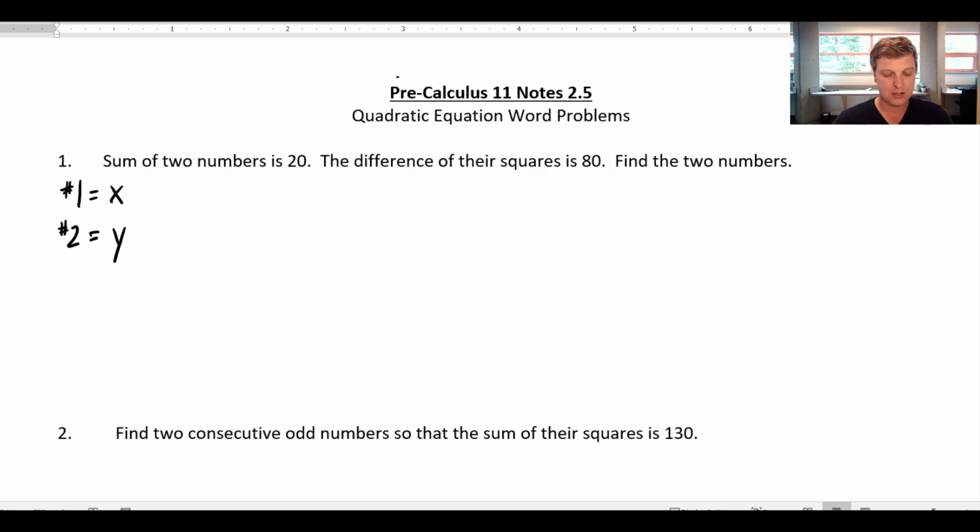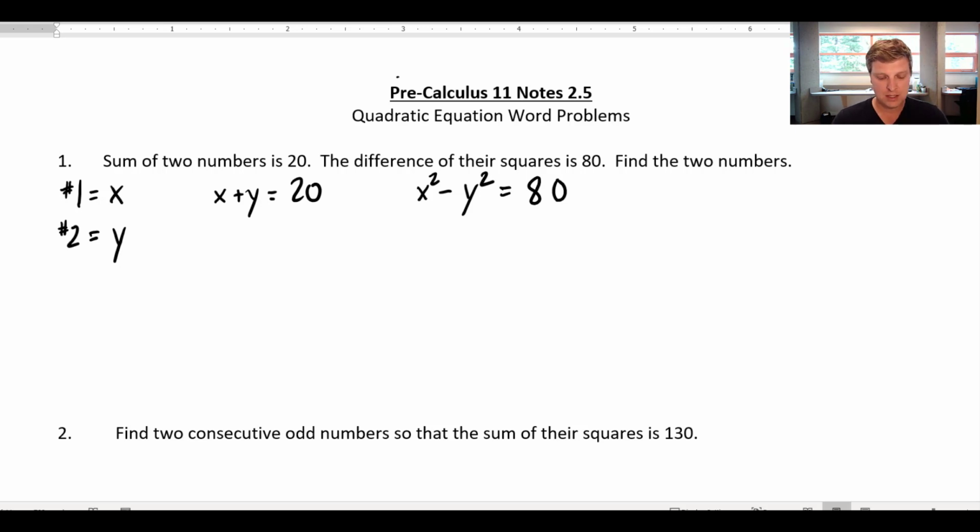Well, then I can start to write some equations that will let me figure out what these are. So this first statement, the sum of two numbers is 20, is telling me that x plus y is going to equal 20. But I also know the difference of their squares is 80. So I know that x squared minus y squared, the difference of their squares, is going to be 80.